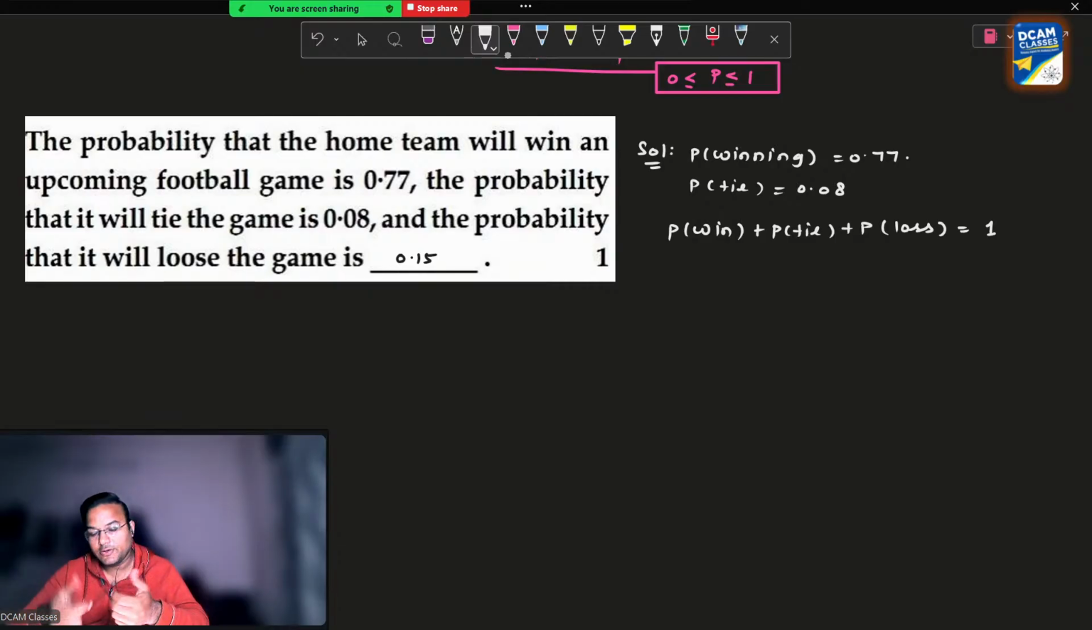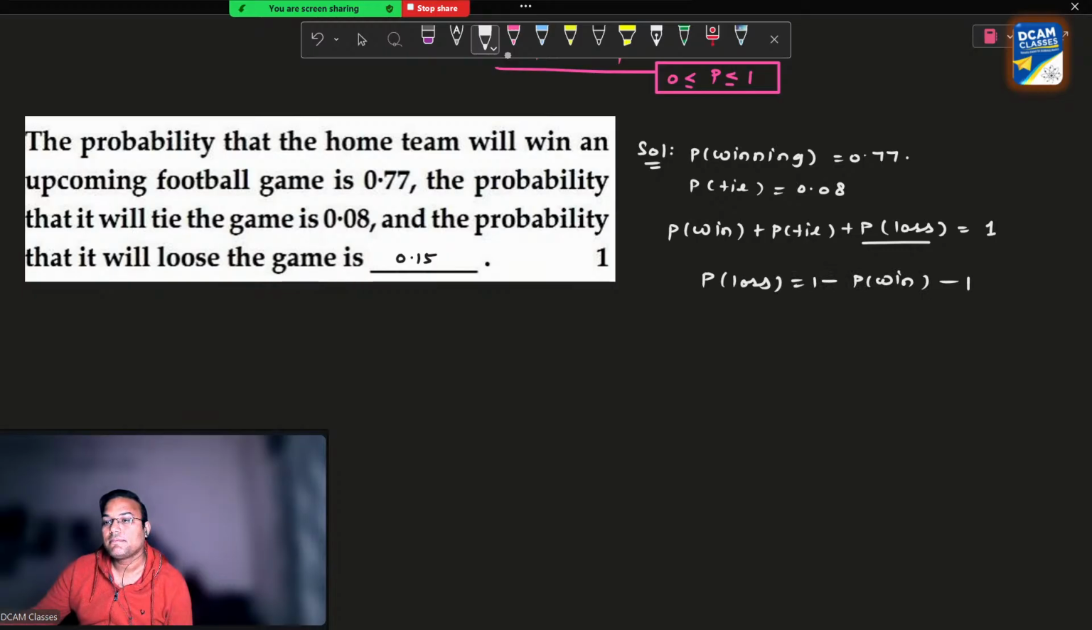Suppose we toss a coin, either we get head or tail. Probability of getting a head is 1 by 2, probability of getting a tail is 1 by 2. We cannot get anything other than head and tail. The sum will always be 1: half plus half equals 1. Now probability of loss they ask, so probability of loss will be 1 minus probability of win minus probability of a tie. 1 minus 0.77 minus 0.08, you will get 0.15.